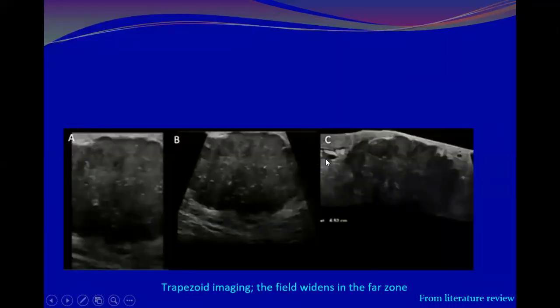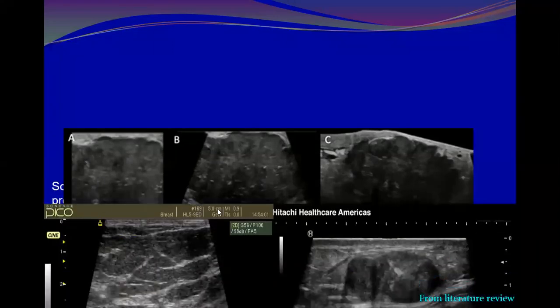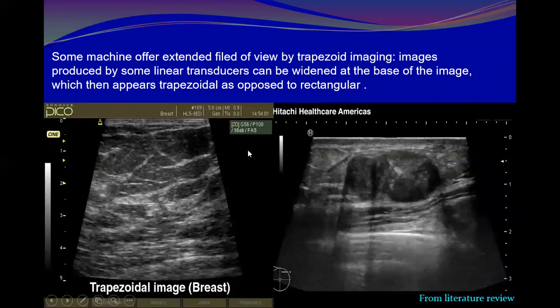What is the difference between these three images? This is the usual rectangular image of the linear transducer. And this is the panoramic view, the extended field of view. What about this one? We call it trapezoid imaging, okay? The field of view is widened in the far zone. Also, this is a trapezoid image, and here this is a trapezoid image.